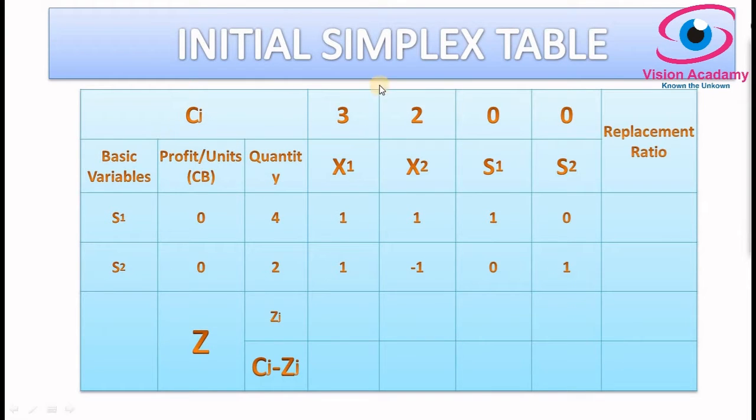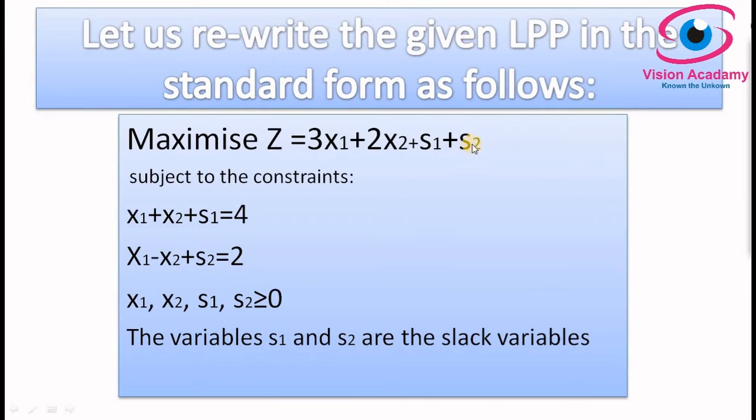So this is a simplex table. In the simplex method, we give the solution through a table. Since it is the initial simplex table, we have given the initial simplex table. So this is the Cj value. Cj value is the coefficient of the objective function: 3, 2, and s1 0, s2 0.